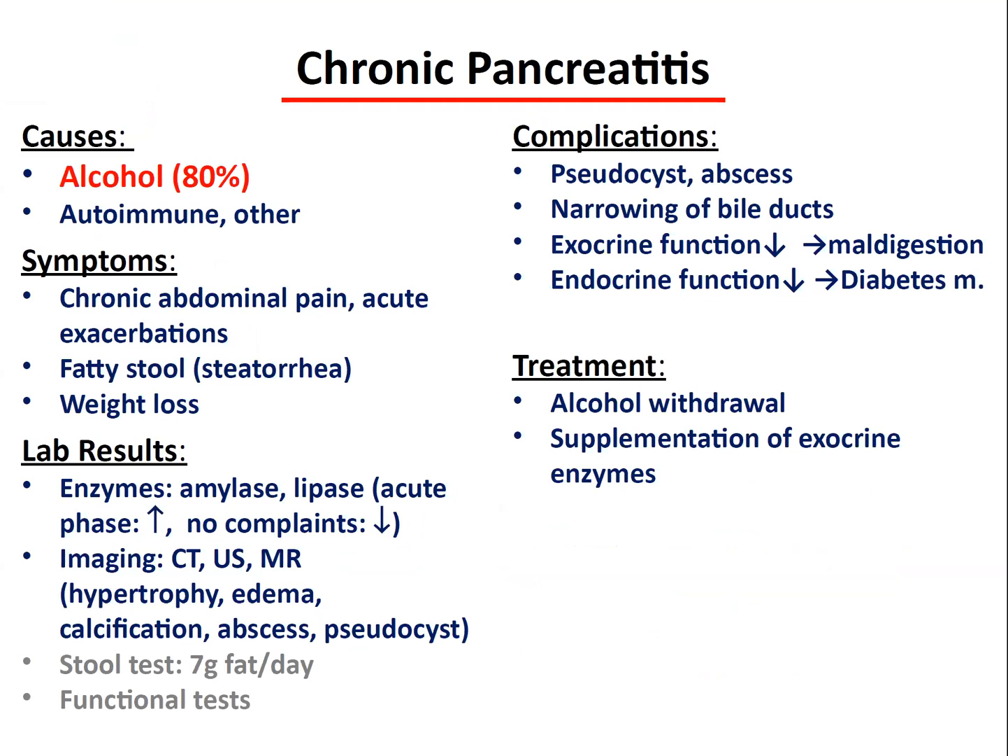Now, chronic pancreatitis can develop when we have repeated acute pancreatitis, most commonly due to alcoholism, because alcohol can cause repeated acute pancreatitis and later on, after two to three decades, causes chronic pancreatitis. But autoimmune disease is another large cause of chronic pancreatitis. The symptoms are usually due to the absorption problem.